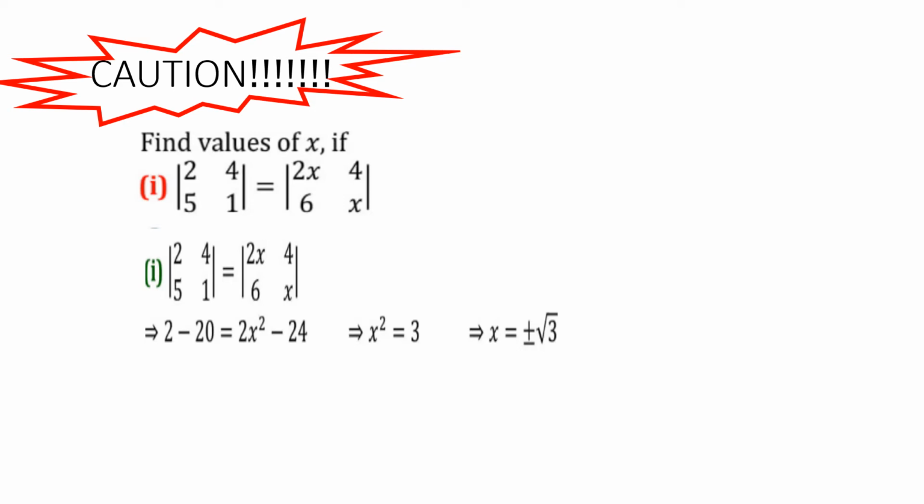So for that we can observe here that 2 will not be equal to 2x, but we have to calculate the determinant for this entry, that is 2 minus 20, that will become minus 18, and the determinant for the next one, which is 2x square minus 24. So on solving we will get x square equal to 3 and x will be plus minus root 3.